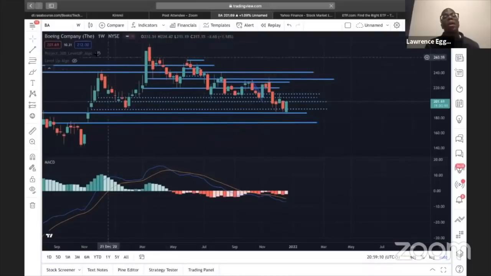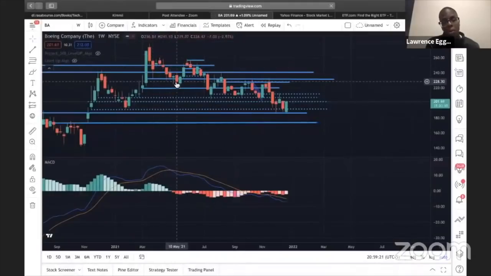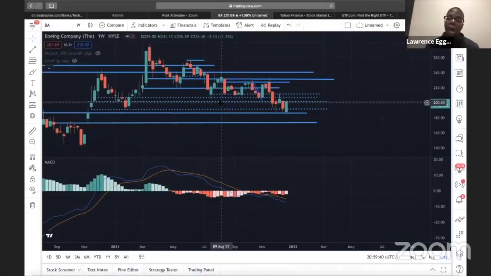So if I see a stock on a weekly time frame that is making lower lows and lower highs, go ahead and take a look at this visual, and we're going to come over to Boeing. Lower low, lower high. Lower low, lower high. Now we may be going back and making another lower high. We'll see. A lot of times when we see stocks move in lower lows and lower highs, we see stocks trend downwards.